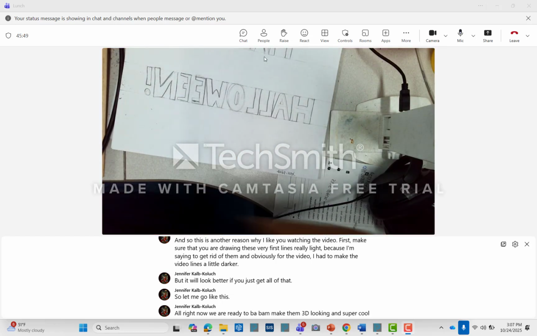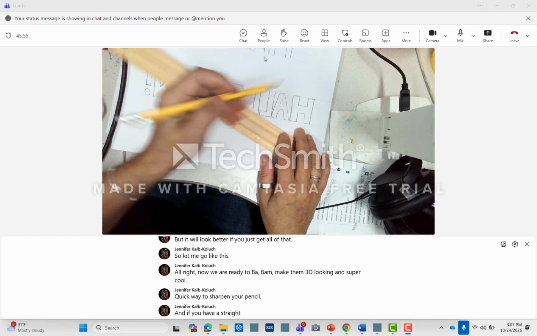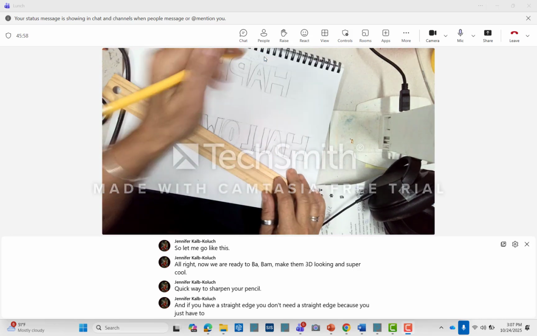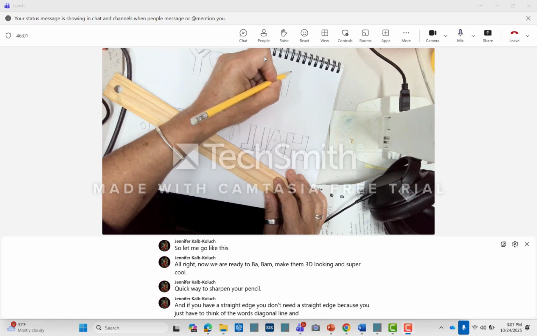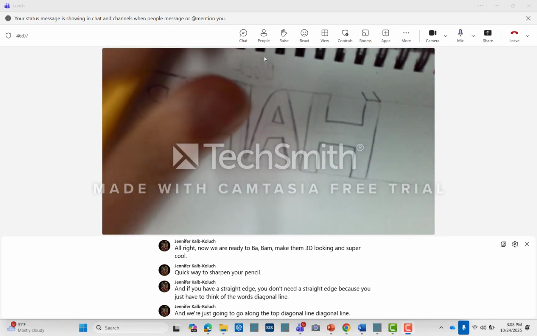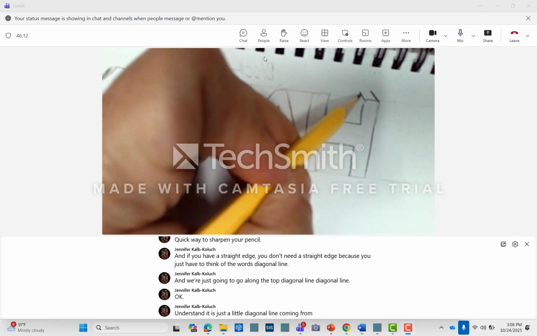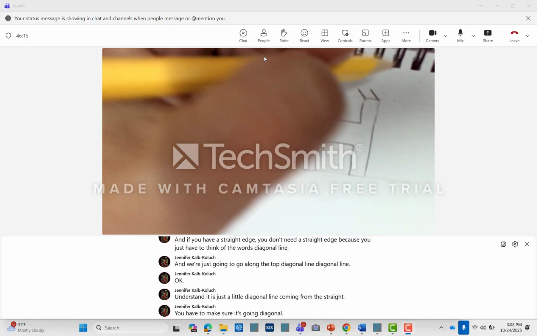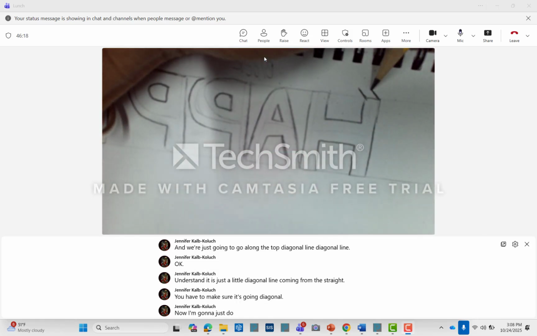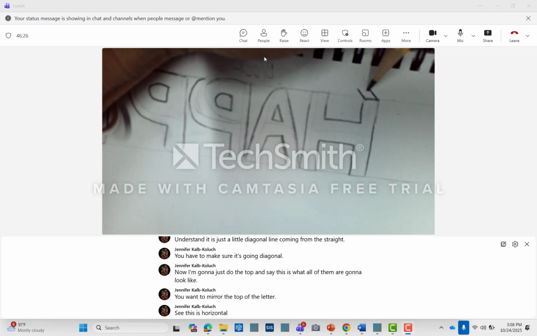So you have a quick way to sharpen your pencil. And if you have a straight edge, you don't need a straight edge because you just have to think of the words diagonal line. And we're just going to go along the top, diagonal line, diagonal line. Okay, so you understand it is just a little diagonal line coming from this straight. You have to make sure it's going diagonal. Now I'm going to just do the top and say this is what all of them are going to look like. You want to mirror the top of the letter. See, this is horizontal going straight across. So the top goes horizontal straight across.